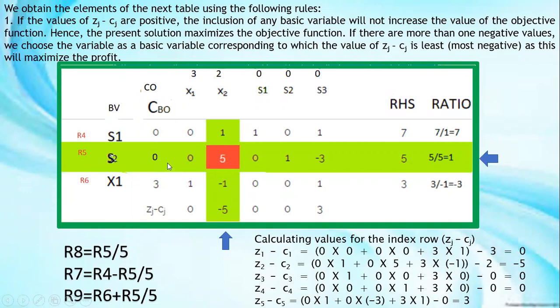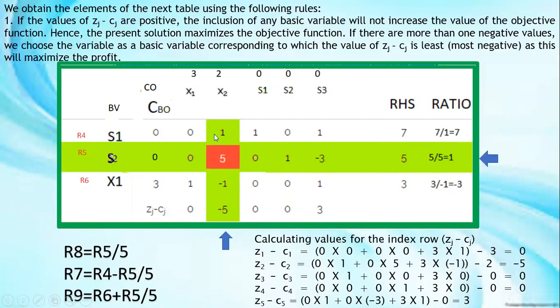Here 0, 0 into 5, 0. Minus 3 minus 2 is minus 5. Again here 0 into 1, 0, 0 into 0, 3 into 0 minus 0. Again this value becomes 0. Again 0, 0, 3 into 1, 3 minus 0 is 3. So here the negative value is there. So lock this column. This is called the key column. So take the ratios. Similarly, you have to do it for RHS also.